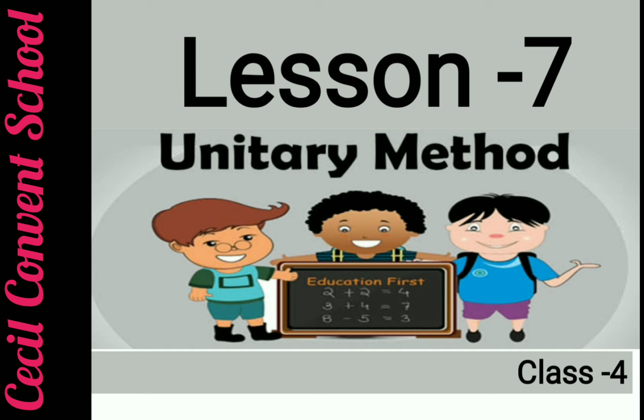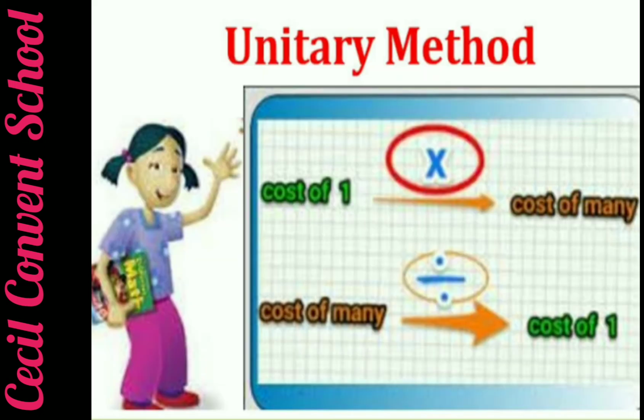Clear? So firstly, see how we do. In this method, we will do this thing. When the cost of one item is given and you have to find the cost of many, M means many, M for multiply. You have to multiply. And when the cost of many items is given and you have to find the cost of one item, you have to divide. I told you that you have done this in the multiplication and division chapters. Clear? Same thing we do here.